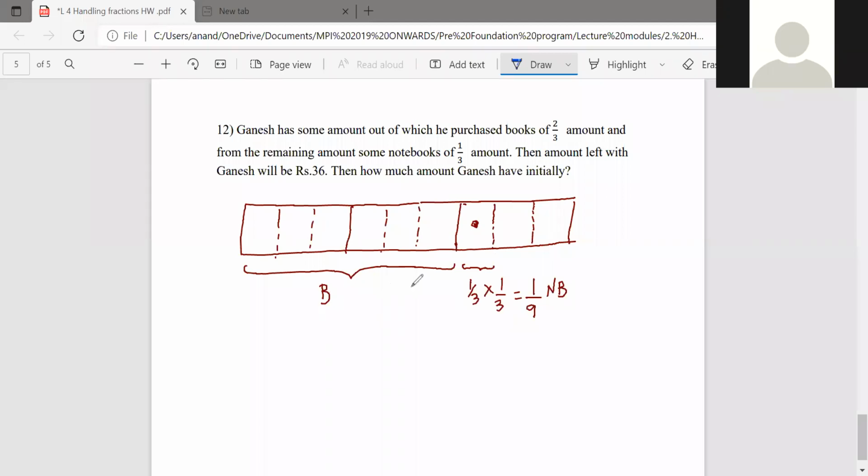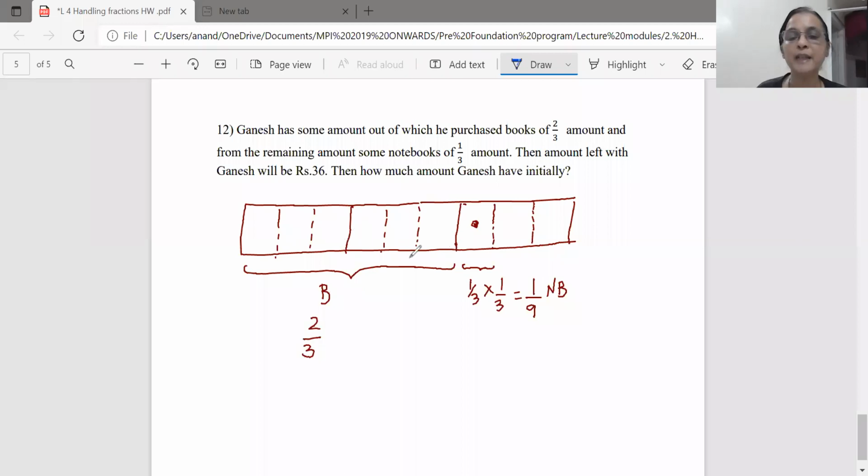Okay, so from the whole amount, I have spent 2/3. Now, if I'm making 2/3 also, so instead of 3 parts, now if I make 9 parts, then 6 parts out of 9, which is an equivalent fraction of 2/3.